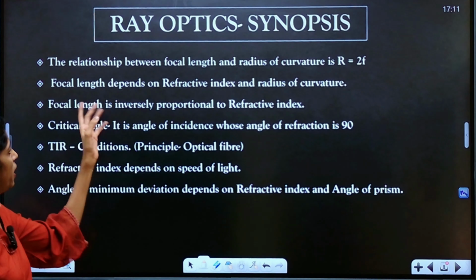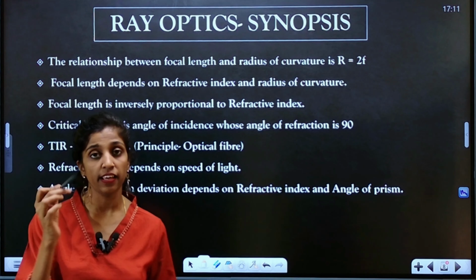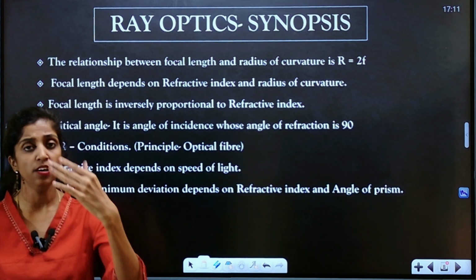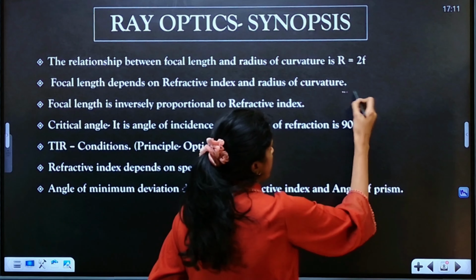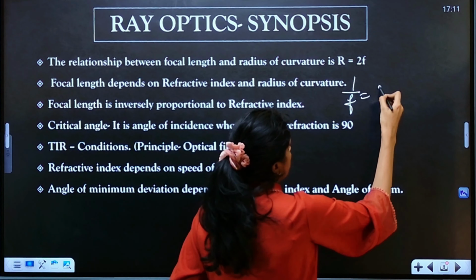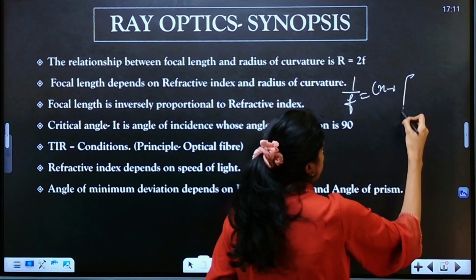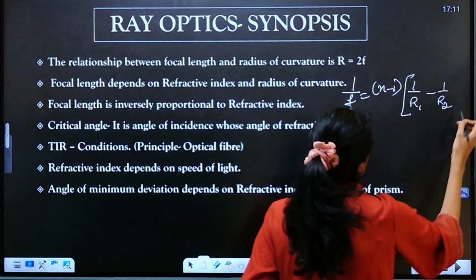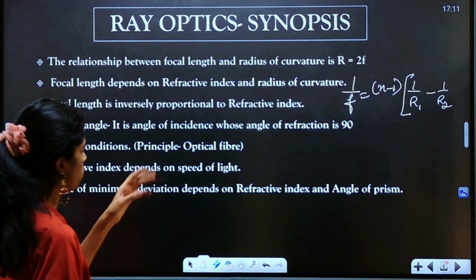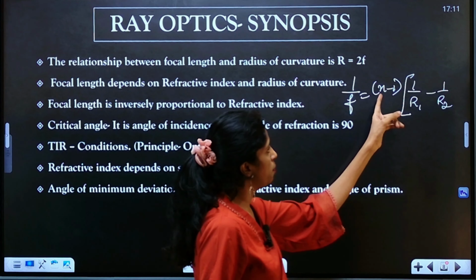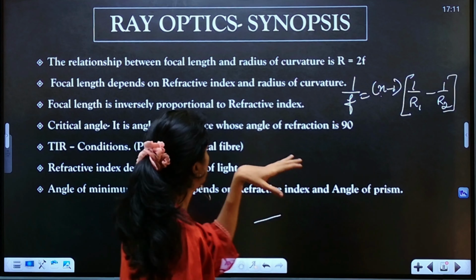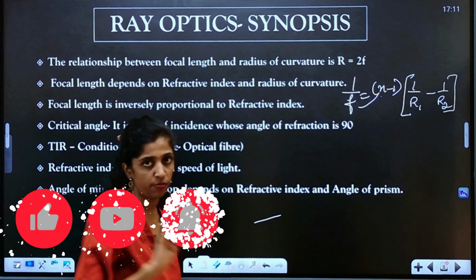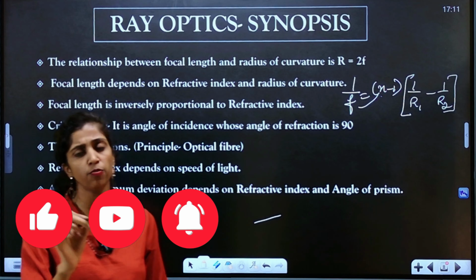Remember, focal length depends on refractive index. In case of a lens, focal length depends on refractive index as well as radius of curvature. From our lens maker's formula, 1 by f equals (n minus 1) times (1 by r1 minus 1 by r2), I can easily say focal length depends on refractive index and radius of curvature. And you can see here focal length is inversely proportional to refractive index. Remember this point. If you remember the formula, it's easy to tell.